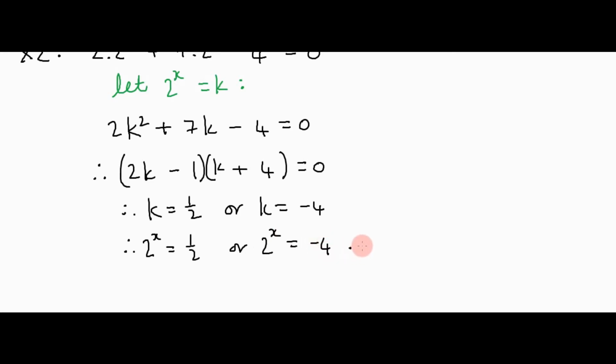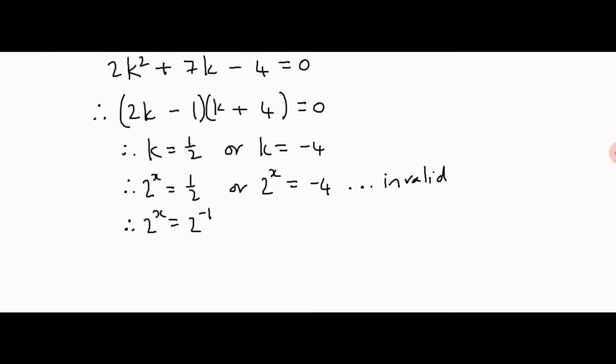Now, the second answer here will be invalid, since no positive number raised to any power can give us a negative answer. So our only answer will come from this equation. We can rewrite it as 2 to the x equals 2 to the negative 1. Then the bases are the same, so the powers must be the same, and x is equal to negative 1.